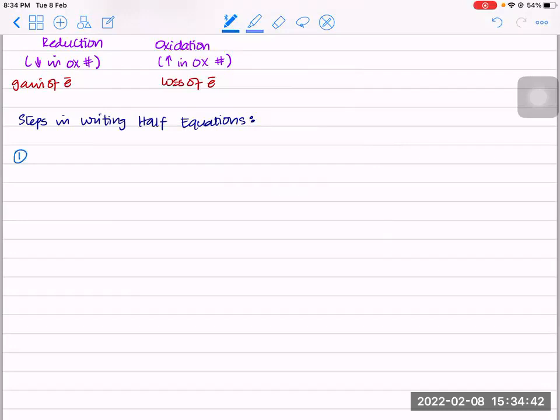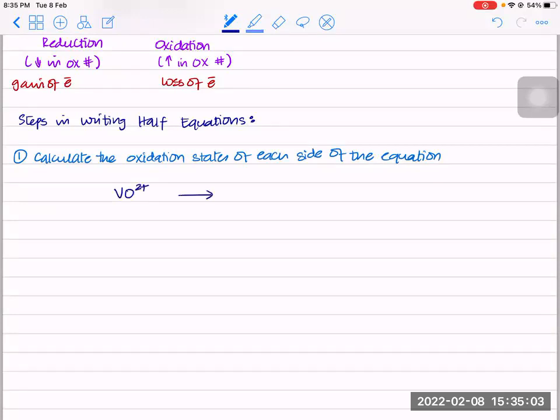The first step in writing half equations is to calculate the oxidation states on each side of the equation. So you calculate the oxidation state on the reactant side as well as on the product side. I'm using this as an example. So you have VO2+ becoming VO2+, right? So let's see how we calculate the oxidation state of vanadium. This will be X plus, oxygen is -2, and the whole thing has a charge of 2+. So X plus -2 equals +2, so X becomes +4. So vanadium here is +4.